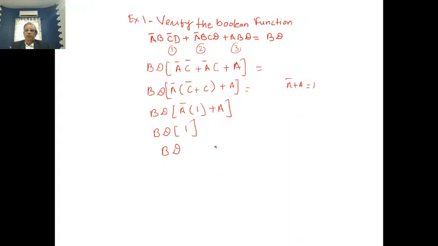And the Boolean or logical circuit for this: B and D are the inputs, means this becomes only one gate, and this is the ANDing operation, and this is y.